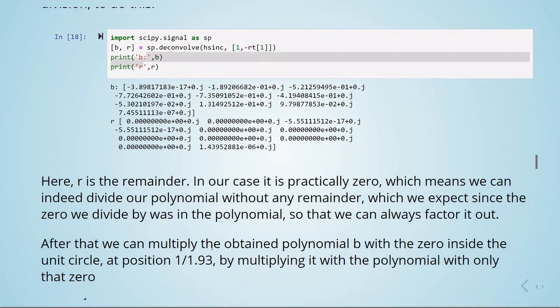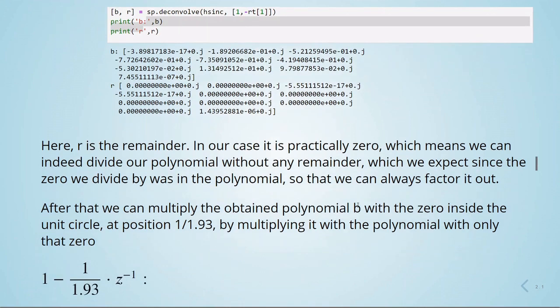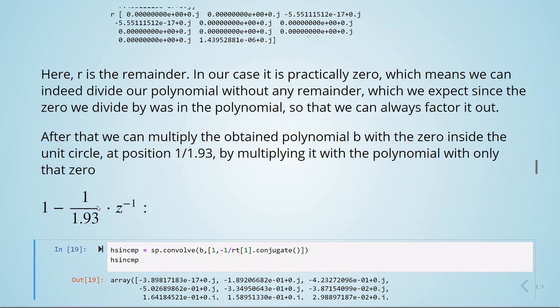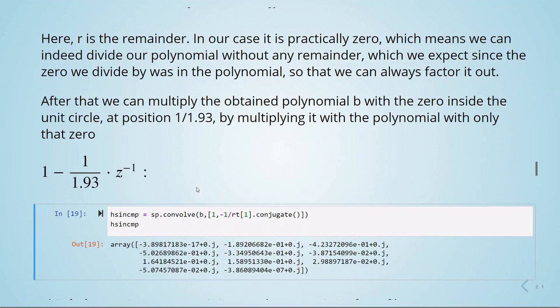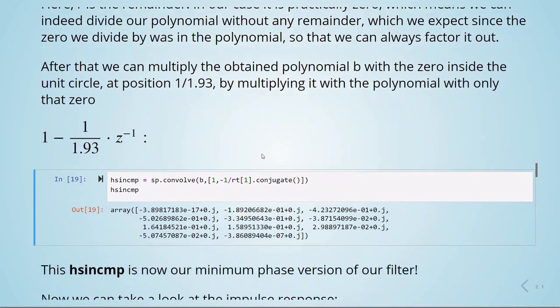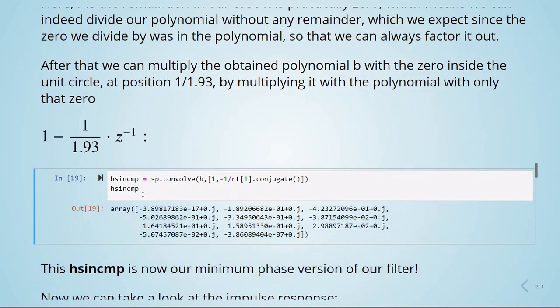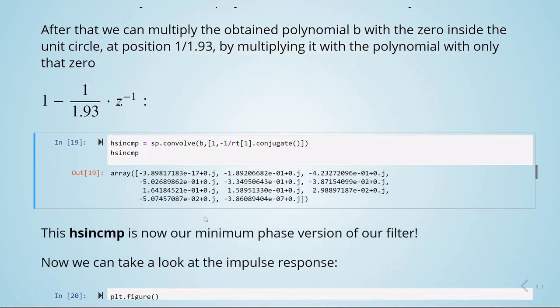After that, we can multiply the obtained polynomial b with the 0 inside the unit circle at position 1 divided by 1.93, by multiplying it with the polynomial with only that 0. So 1 minus 1 divided by 1.93 times z to the power of minus 1. So here now we are using convolve. b comes from here. And then we have here the hsinc. hMP is now our minimum phase version of the filter.